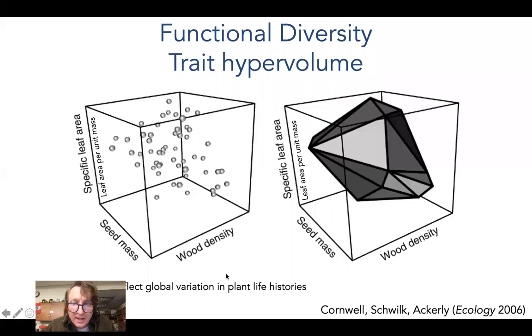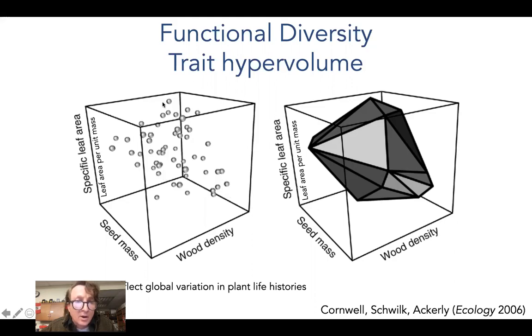And so here I can describe a functional trait hypervolume. If we plot, each data point here is a different species, but each species is characterized by, in this case, three different traits. These traits of a species are the density of wood, the mass of the seed, how big the seed is, and here, a measurement on leaves is the specific leaf area, that's the leaf area per unit mass. And so here are all the different species found within the community.